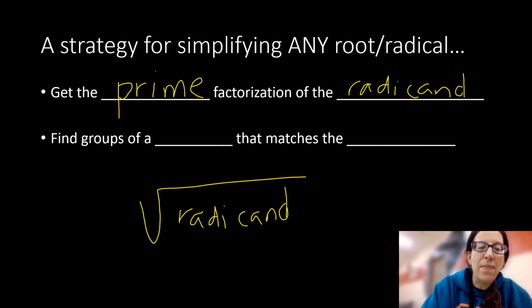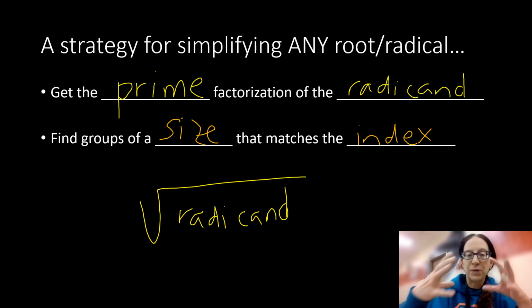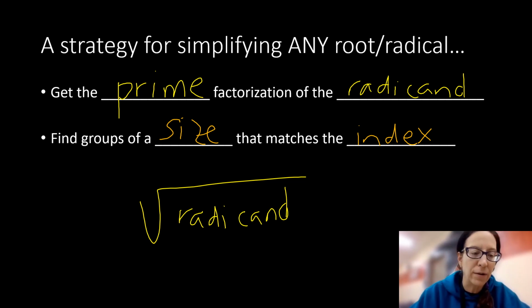Then find groups of a size that matches the index. And the reason we want to do that is because the index tells us what the radical undoes. So if we can find groups that match that size, then we know the radical will undo them. If you think back to the previous slide, which I cannot go back to, the 4th root undid 7 to the 4th. The cube root undoes 2 to the 3rd. A 6th root would undo 10 to the 6th. So you're going to look for groups of that size, because that's what the index tells you the radical undoes.